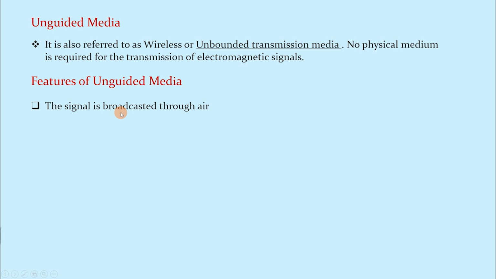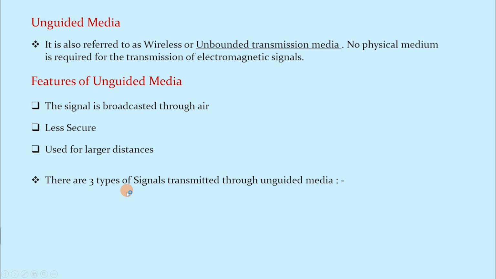Now, unguided media. It is also referred to as wireless or unbounded transmission media. No physical medium is required for transmission of electromagnetic signals. Features of unguided media: the signal is broadcasted through air, less secure, used for larger distance. There are three types of signal transmitted through unguided media: radio waves, microwaves, infrared.